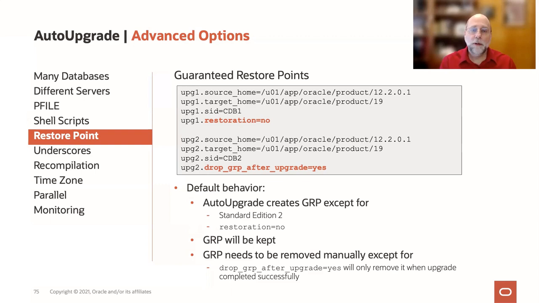The other thing about guaranteed restore points is that we do not automatically drop that guaranteed restore point after the upgrade. We can, if you want us to. You can specify drop GRP after upgrade equals yes. And then if the upgrade is viewed as successful, in other words, it proceeds to the end without any errors and with all the components valid, then we would drop the guaranteed restore point in that case. But for most cases, we leave it around so that you have the opportunity to validate the upgrade, run a few queries, make sure everything's working properly before you open it up to users.